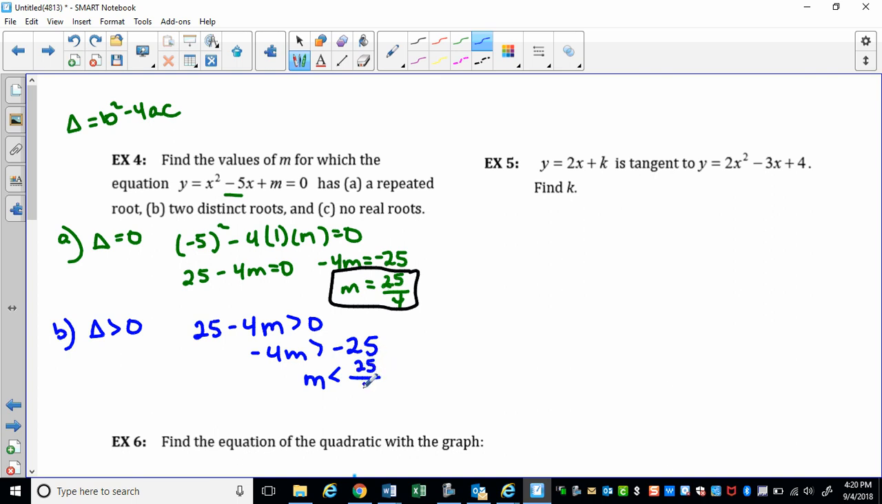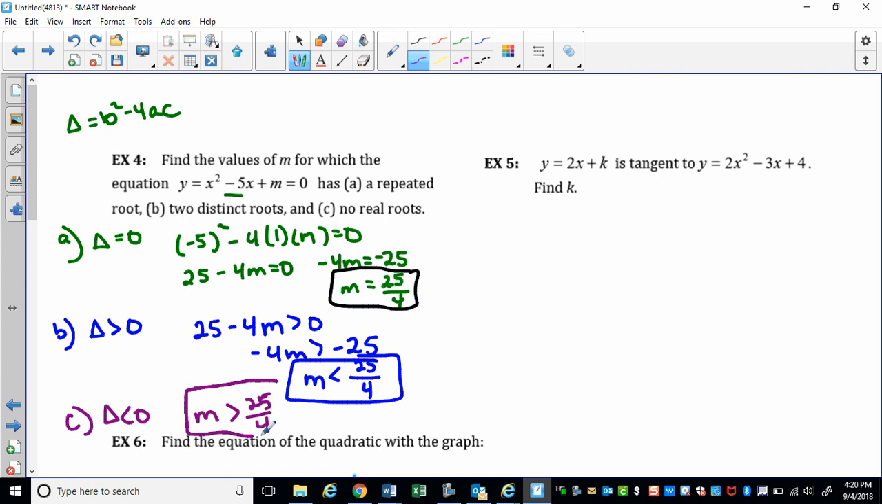So that's why I wanted to show you this. Okay. Less than 25 over 4, that's okay. So we know the opposite will be when there's no solutions, no real roots. So let me do C. When my discriminant is less than 0, there's not going to be any real roots. And it's going to be the same thing. We're just going to make this less than. When I divide by negative 4, it's going to flip. Whenever my m is greater than 25 over 4. You can work it out if you would like to.